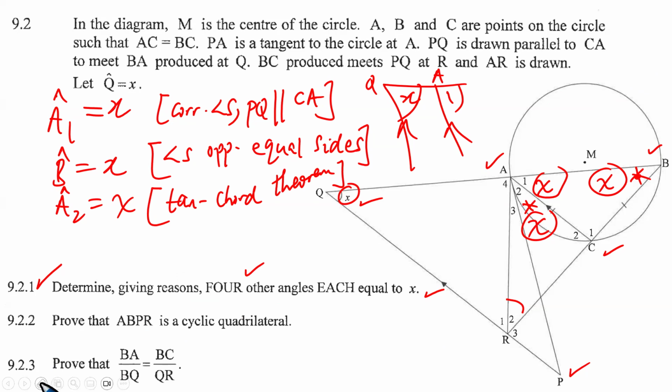What is the size of the angle? What is the last angle? Because they need 4 of them. There are only 1, 2, 3 we have given. There's another one. Okay, it is not R2 yet, but there's another one that is equal to X. Which one?